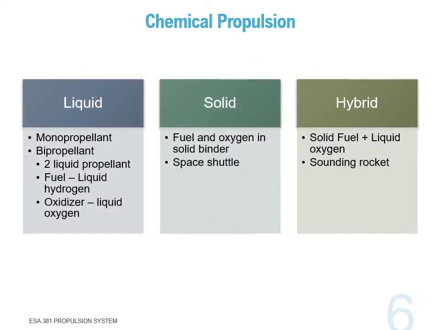Chemical propulsion is classified into three types: liquid, solid, and hybrid. In liquid propulsion, the monopropellant chemical rocket uses only a single propellant. These propellants are relatively unstable and easily decomposed through contact with suitable catalysts. The most widely used monopropellant is hydrazine. Bipropellant uses two liquid propellants, one a fuel such as liquid hydrogen and one an oxidizer such as liquid oxygen.